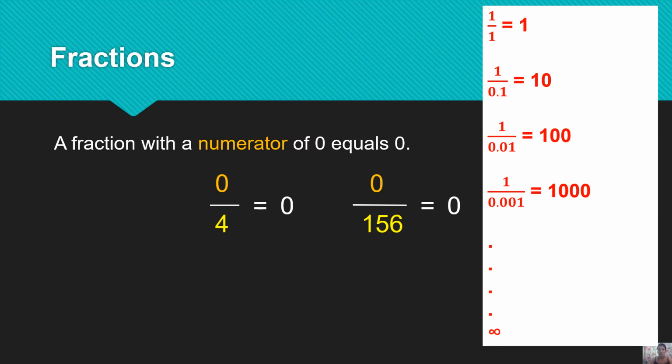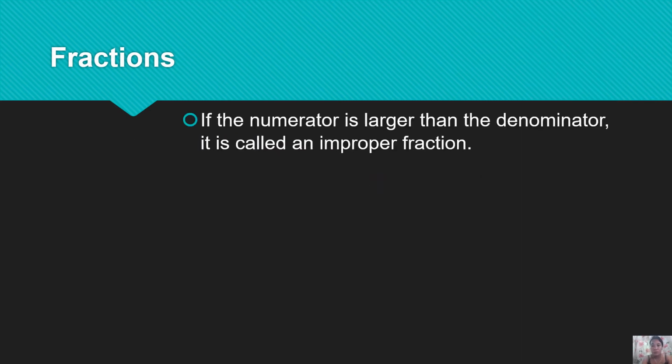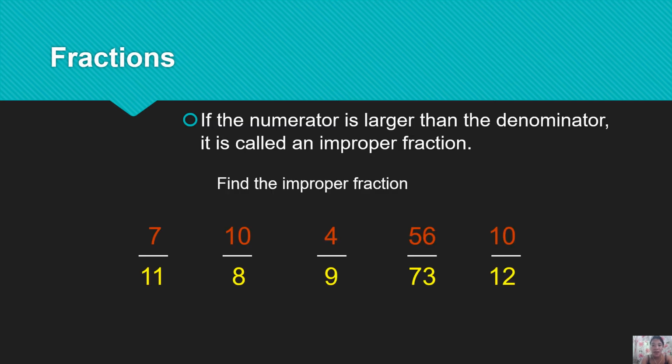So that is why it is very important that the denominator of a fraction should not be equal to 0. Okay. So if the numerator is larger than the denominator, it is called an improper fraction. Find the improper fraction in here. Anybody? Okay, which one is your improper fraction? So, the improper fraction is the second fraction.